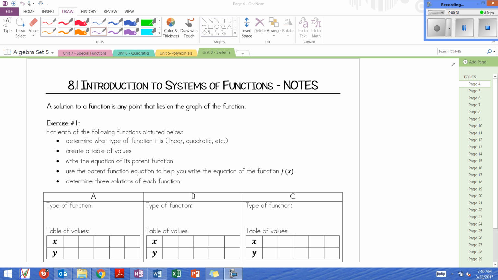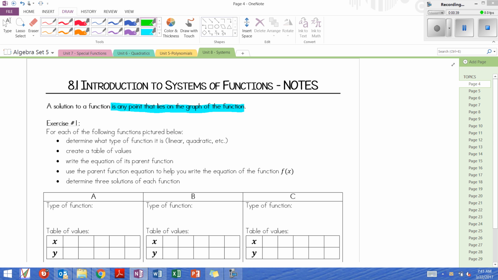Before we begin talking about the solutions to systems of functions, I wanted to revisit what a solution is to an actual function. A solution to a function, it says right up top, is any point that lies on the graph of the function. This is no surprise because in order to create a picture of a function, we look at all of the points that make up the function. All of those points make the function true, therefore they're solutions.